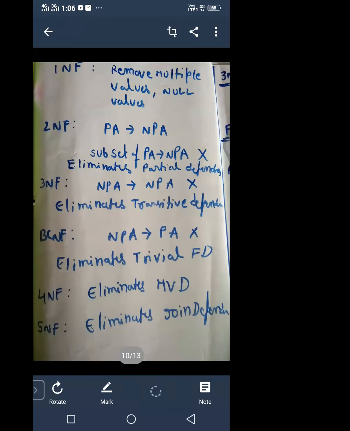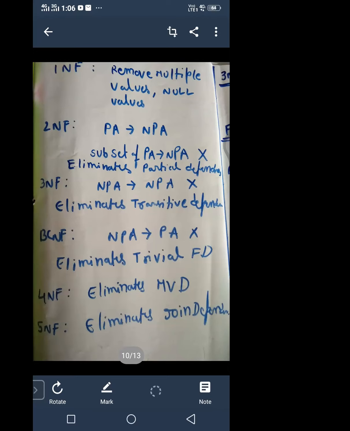What is the meaning of trivial functional dependency? For example, if a key attribute is determined by a non-key attribute, that type of thing is referred to as a trivial functional dependency. Those occurrences are removed in BCNF. And another thing, if X implies Y, then X must be a super key, otherwise it is not accepted. That is the main rule of Boyce-Codd normal form.